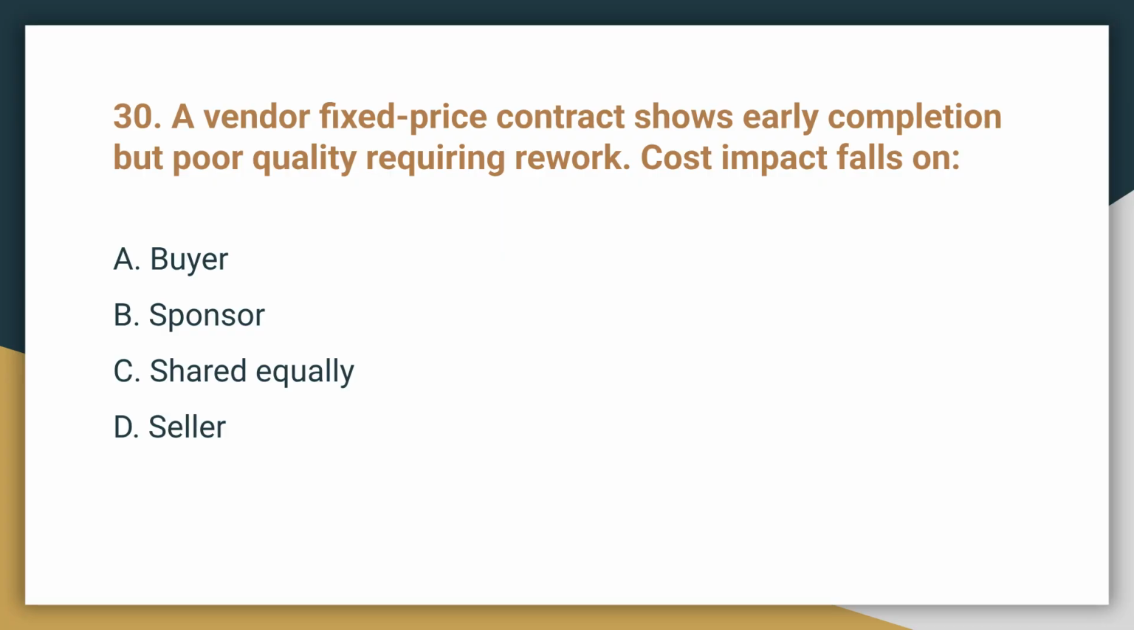Question 30. A vendor's fixed price contract shows early completion, but poor quality requiring rework. On whom does the cost impact fall? The correct answer is D, seller. Fixed-price contracts typically transfer the risk of cost overruns, including rework due to quality issues, to the seller.